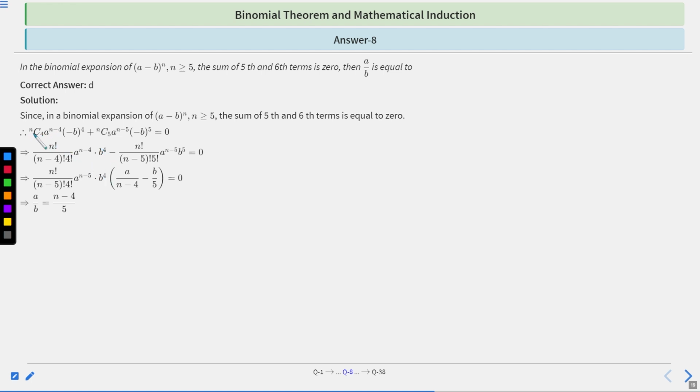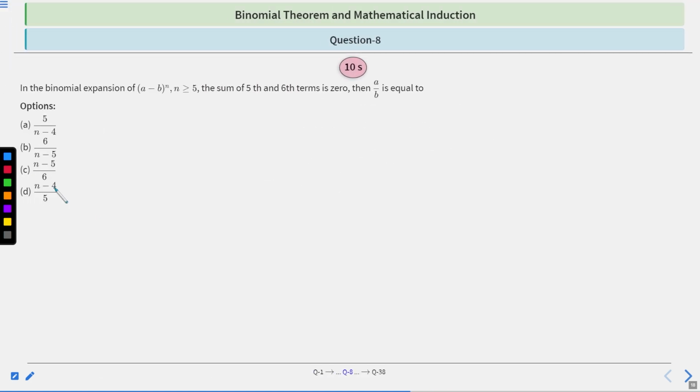The fifth term can be written as T5, that is T(4+1), which is nC4 a^(n−4) into (−b)^4. And the sixth term is basically T(5+1), which can be written as nC5 a^(n−5) into (−b)^5, is equal to 0. After solving and adjusting all the terms, you will get a/b as (n − 4)/5, right? So option D is the right choice. Clear?